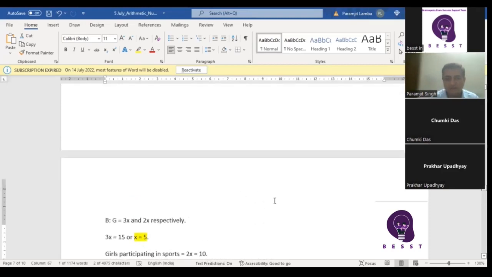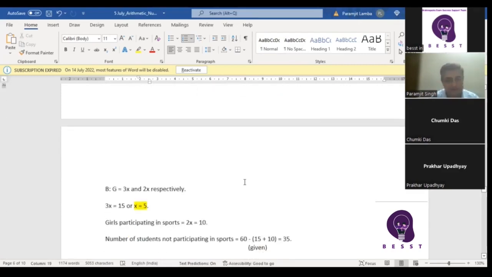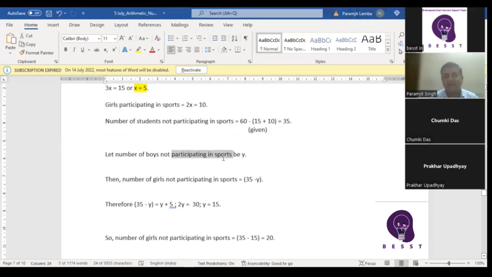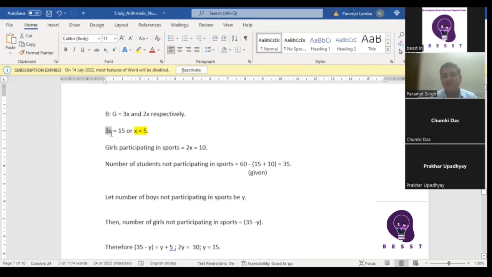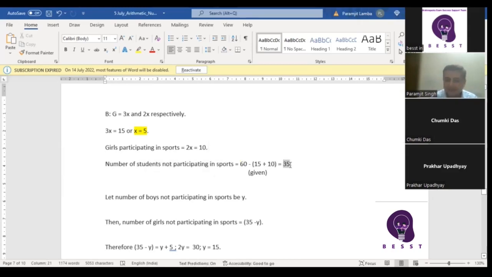Now we have to find out how many girls are there in the class. So for that we need to switch tracks to girls. Let the number of boys not participating in sports be y. 3x was the number of boys participating. Y is the number of boys not participating. And similarly, number of girls not participating is 35 minus y. Number of students not participating in sports is 35 over here. 35 minus y. Y is what? Number of boys not participating in sports. So number of girls not participating in sports is 35 minus y over here.